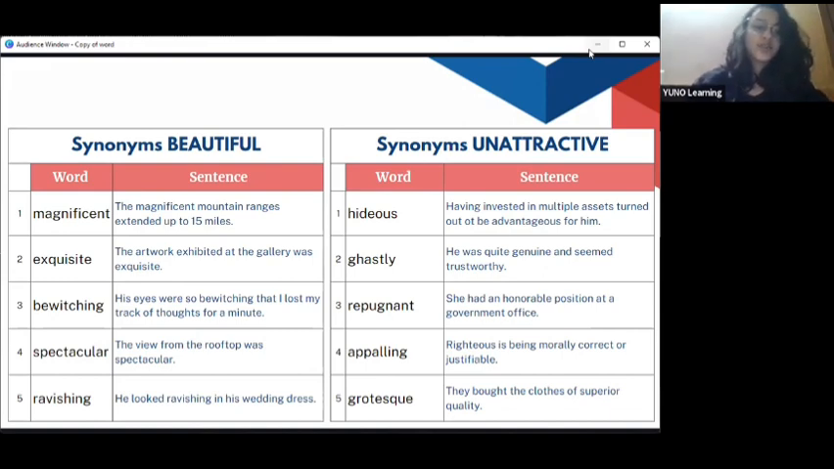Spectacular. The view from the rooftop was spectacular. Spectacular is mostly used for a view. Let's say the hilltop, the view from the hilltop was spectacular. Ravishing. She looked ravishing in her wedding dress. So ravishing is a compliment that you can give someone who's looking very good in their attire or outfit. Now, what are the antonyms for unattractive?